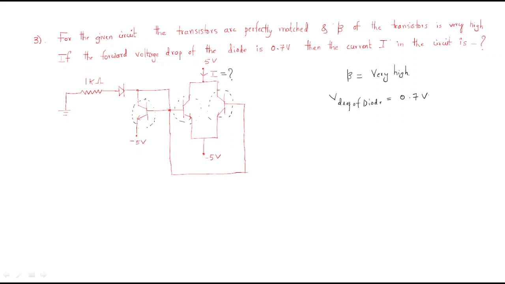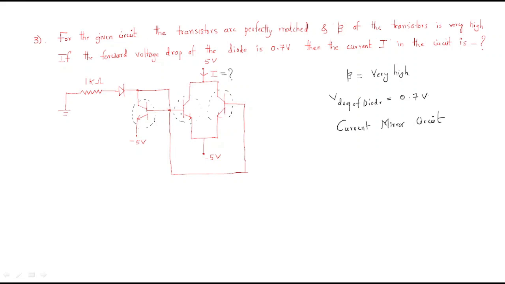Just observe here, we have two transistors. If you clearly observe this transistor, the base and collector are combined together, and the current will be supplied to one base and another current will be supplied to the other base. That means this looks like a current mirror circuit. This is the current mirror circuit.